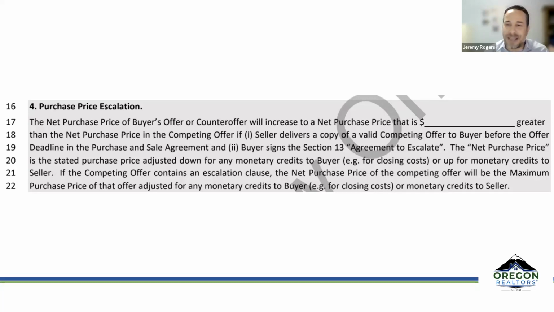I'm blanking on the number I just said, but if the offer was $400,000 and there was $2,000 in seller credit to buyer, then $398,000 would be the net purchase price. Okay, so we're agreeing to a net here, incorporating those credits. Now let's talk about this last piece about the competing escalation clause. So I mentioned before, if you did have competing escalation clauses, in a typical escalation clause scenario, you'd have a really messy process.